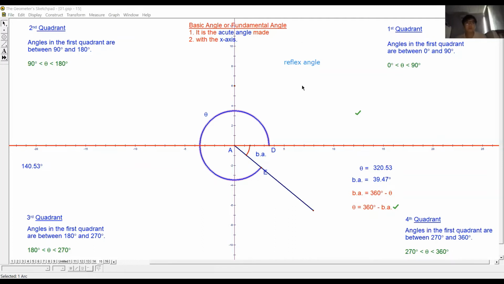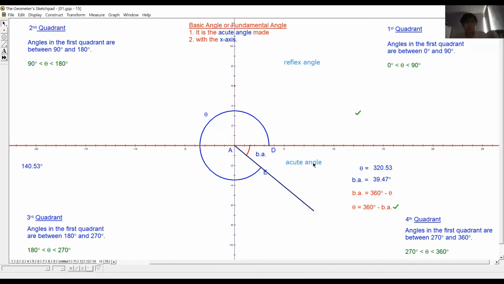Now, how do I know what the basic angle is? The basic angle is the acute angle. Acute angle means an angle that is less than 90 degrees. This is the acute angle, right?